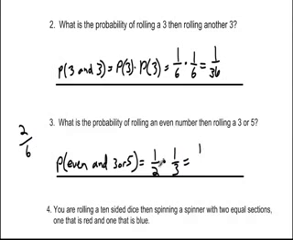1 times 1 is 1, 2 times 3 is 6. So the probability of getting that particular roll is going to be 1/6.